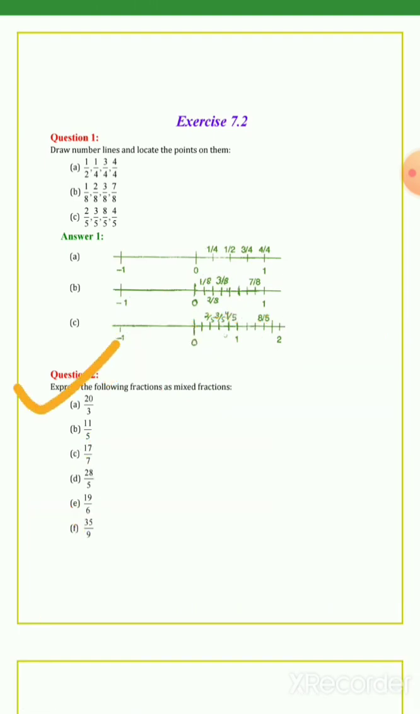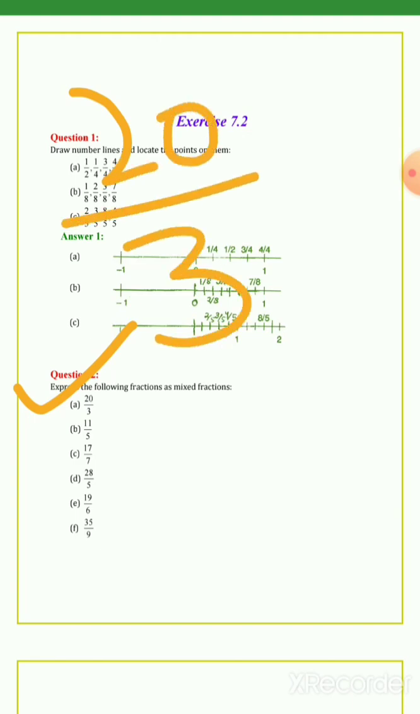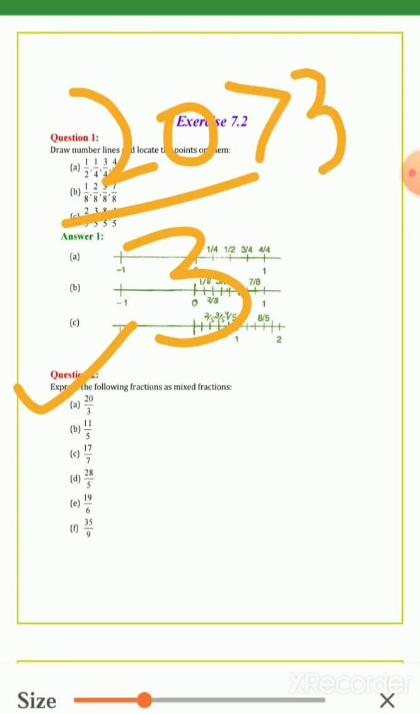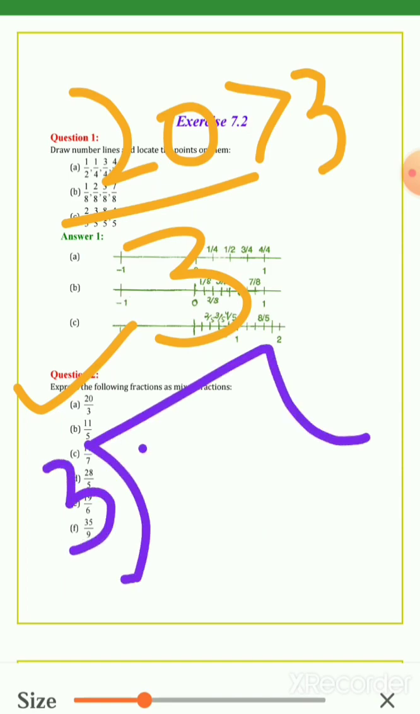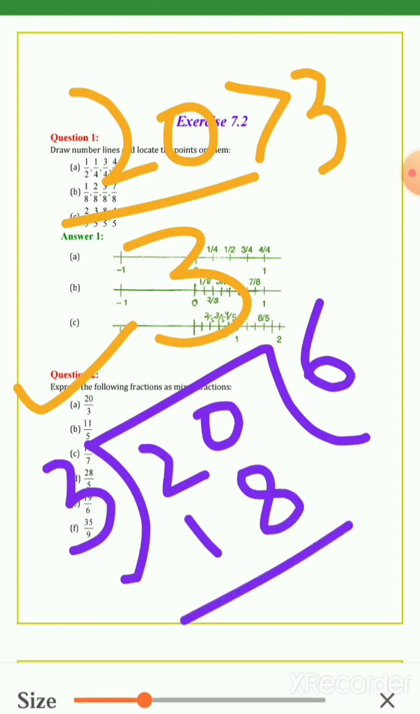Now we have question number 2, that is express the following fractions as mixed fractions. If it is given 20 by 3, which fraction is this? It is an improper fraction because the numerator is greater than the denominator. So what you have to do is divide these two numbers: 3 sixes are 18, 20 minus 18 is 2. 2 is the remainder.